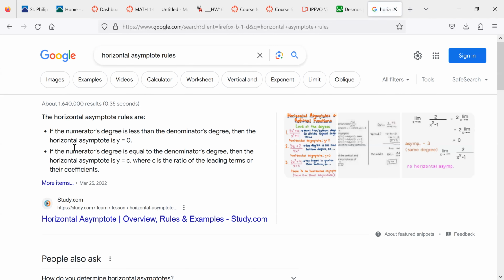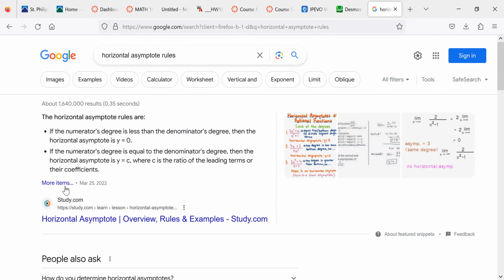If the degree of the numerator is less than the degree of the denominator, then the horizontal asymptote is y equal to 0. So if the power on the bottom is bigger, the horizontal asymptote is y equal to 0. Now, if the degree of the top and bottom are equal, then you divide the leading coefficients of the numerator and denominator, and that will be your horizontal asymptote. So those are 2 cases.